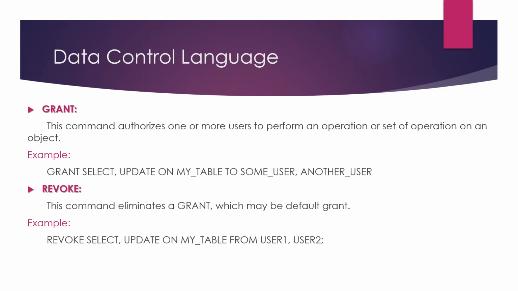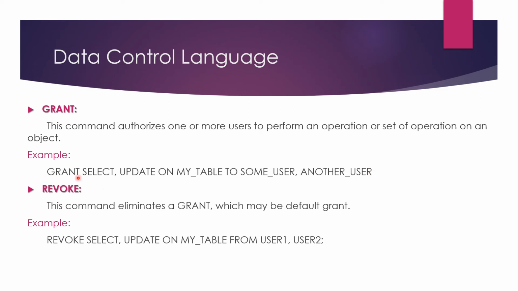And here comes the data control language. Using the data control language, the administrator can provide some privileges to their users of the database, and the first one is grant. This command is used to authorize one or more users to perform an operation or set of operations on an object. And the example of this query is grant select, update on my table to some user, another user.